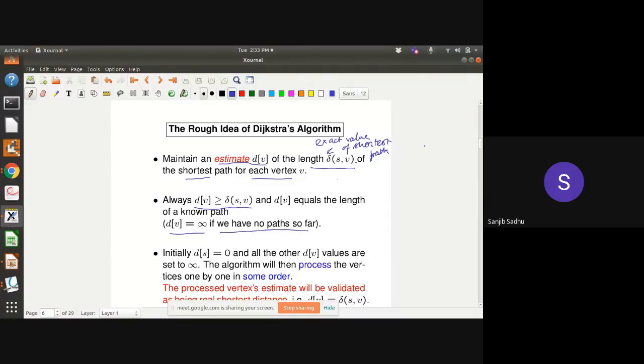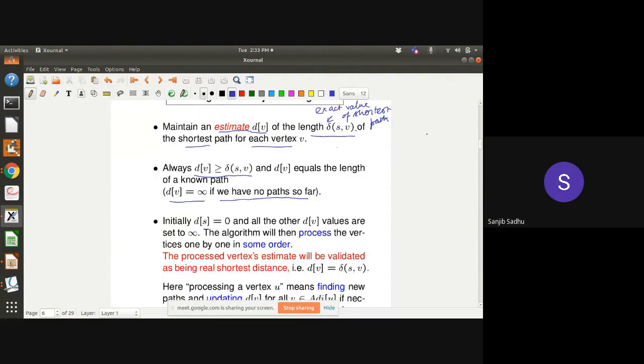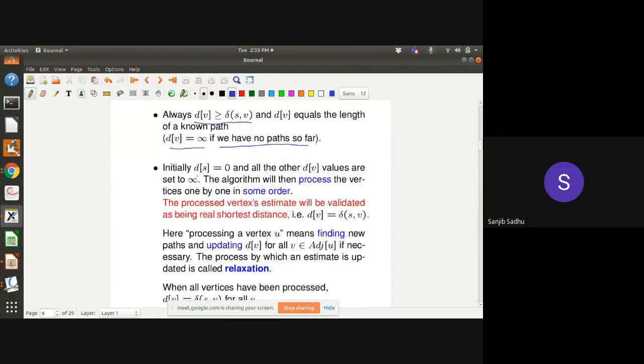So initially, ds is 0. What do we mean by ds? ds means from S to S. This is the source. So from source to source, this distance is 0. And from the source to all other nodes, the distance of all other remaining vertices is infinite. This is the first step, the initialization. Initially the distance from S to all other nodes is infinity. That's why dv is infinity for all other vertices.